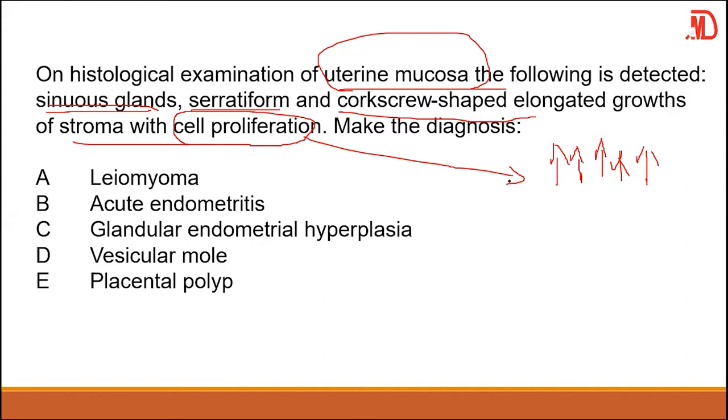Hyperplasia, or they are proliferating too much. So we are having corkscrew elongated growth, too much growth of the uterine mucosa, the glands, they are over-proliferating. And what diagnosis can we make of this? We can say we are having a glandular endometrial hyperplasia, where the inner lining of the uterus is overgrowing. And so therefore, your answer will be C.